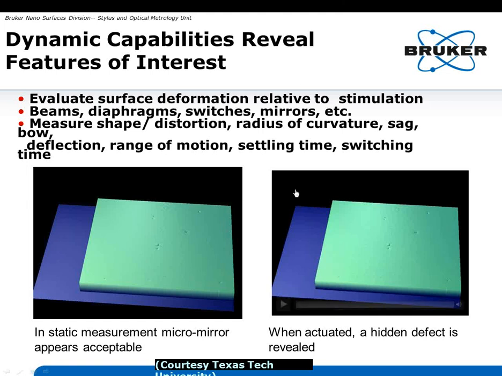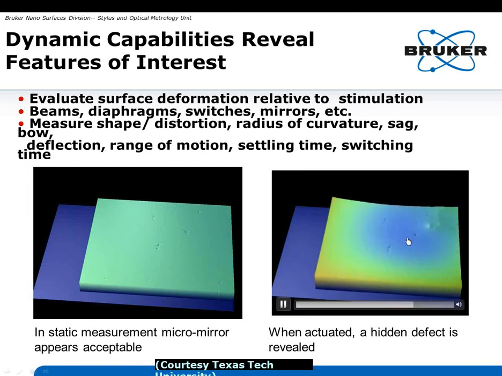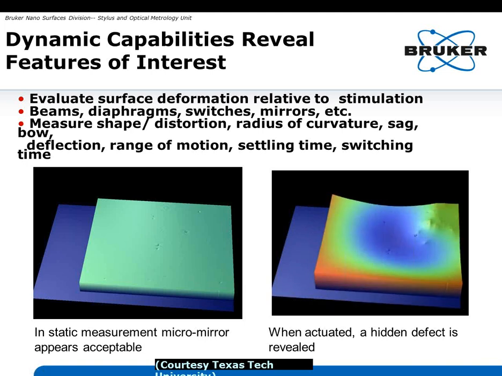And then sometimes dynamics are needed just to know that there's a problem. So in this case, we have a Texas Tech mirror where they thought they properly etched all the photoresist out from underneath the micromirror, but when you actuate it, you actually see some of the photoresist remained, and it causes severe distortions in the mirror as it's actuated. Again, we can quantify radius of curvature, settling and switching time we looked at for this particular mirror, as well as what are the heights of the deformations, and we can even model what that does optically if you're trying to focus with that.